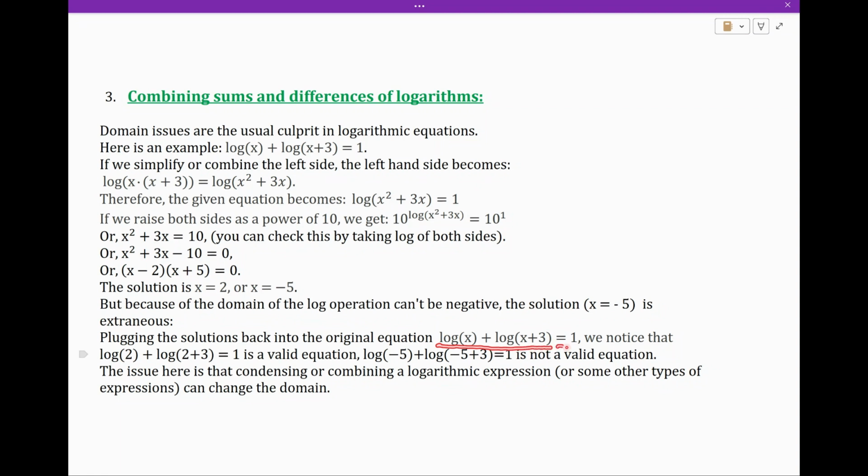Plugging the solutions back into the original equation, that is log x plus log x plus 3 is equal to 1, we notice that log 2 plus log 2 plus 3 is equal to 1 is a valid equation, but log minus 5 plus log minus 5 plus 3 is equal to 1 is not a valid equation. The issue here is that condensing or combining a logarithmic expression or some other types of expression can change the domain.